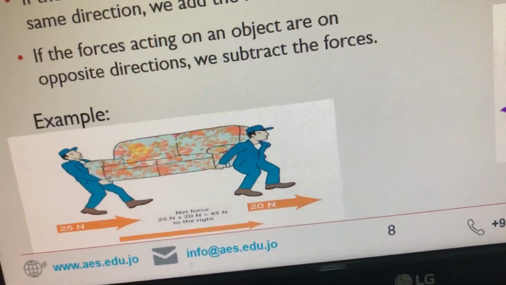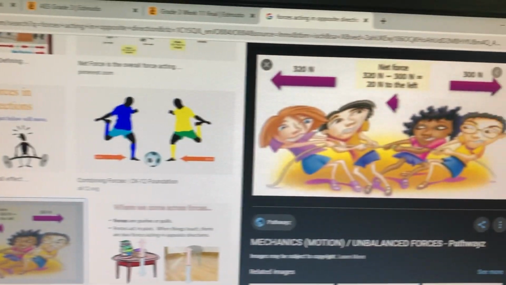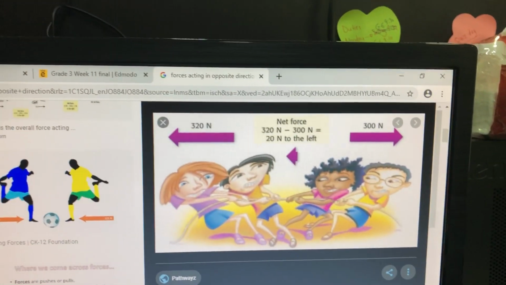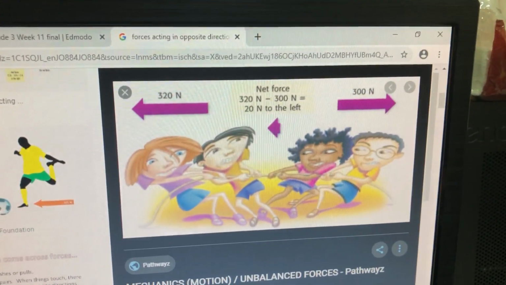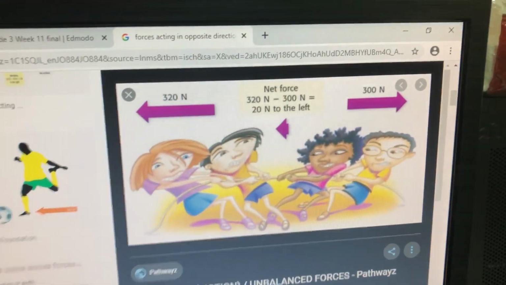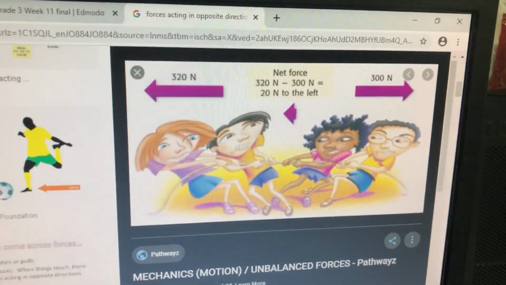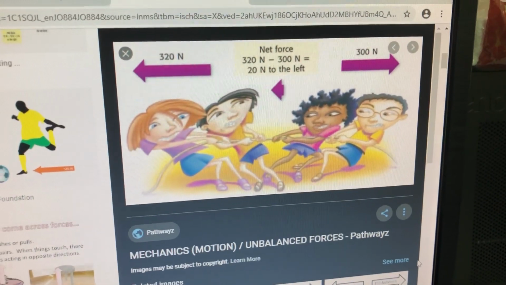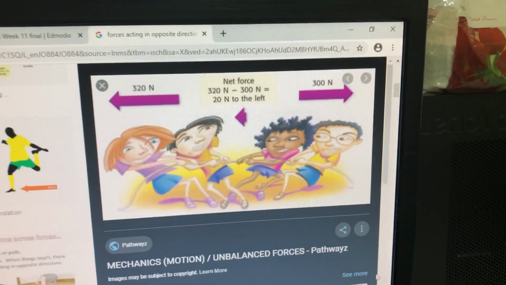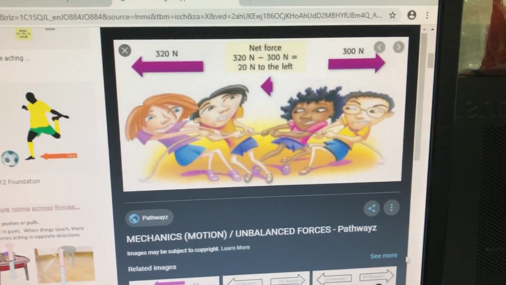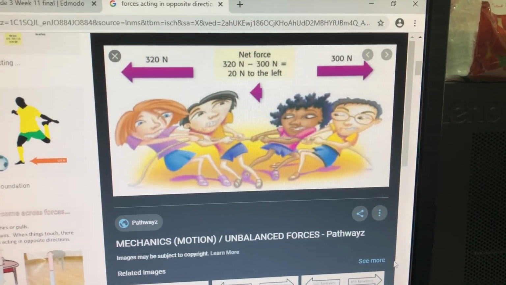All right, now I want to show you an example of forces that are acting in different directions, opposite directions. Look at this example. Look at the kids. They're pulling a rope, okay? We have two kids pulling to the left and two kids pulling to the right. Now in this case, we have forces acting in opposite directions, so we calculate differently than the first example. We calculate this one by subtracting. So the total force going to the left is 320 Newton, and the total force acting on the right is 300 Newton.